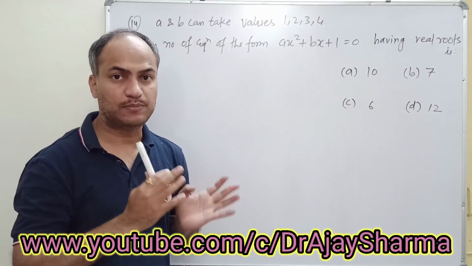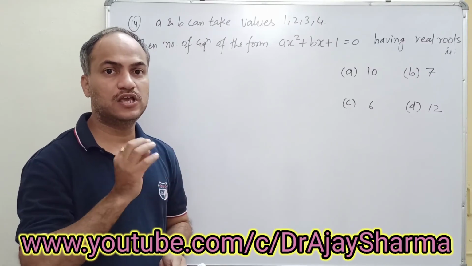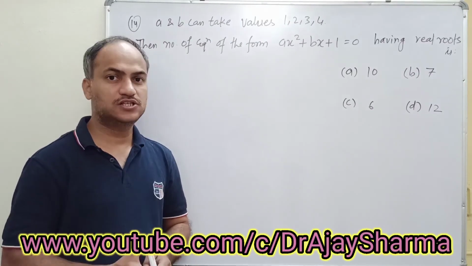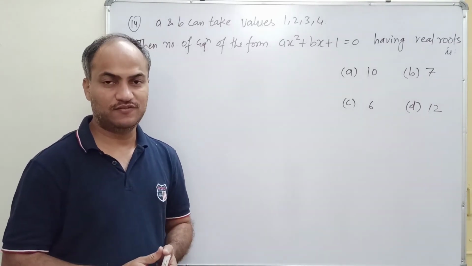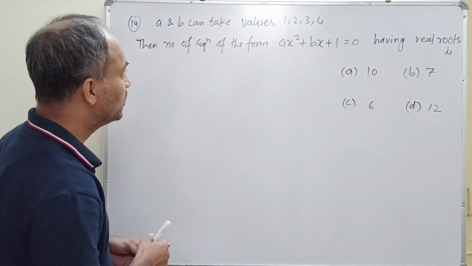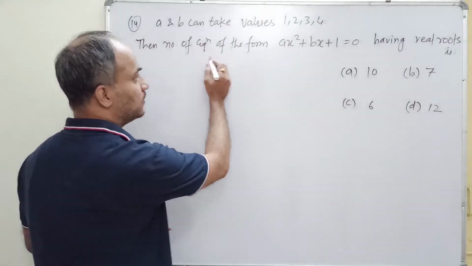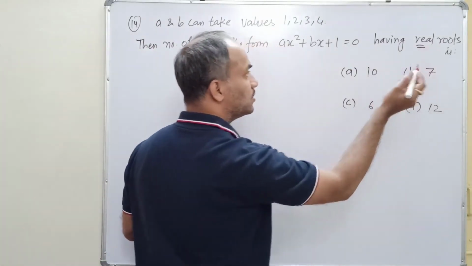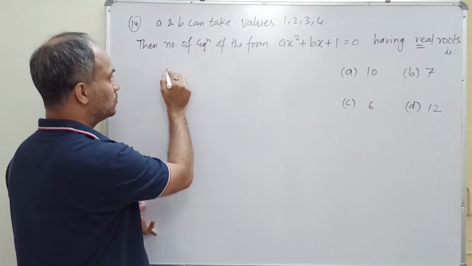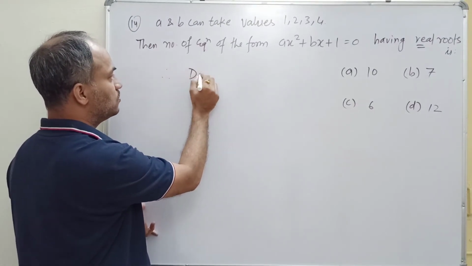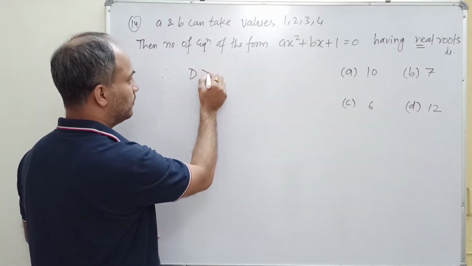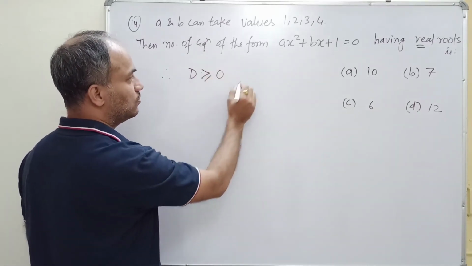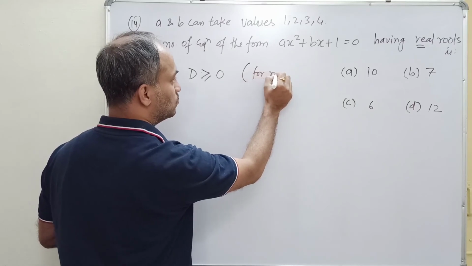This is a unique type of question which is very, very important for your competitive examinations. This question will give you an approach to solve many questions at competitive level. Here we see that this equation has real roots. So the simple condition for real roots is D equal to 0 and D greater than 0, so combined we say D greater or equal to 0.